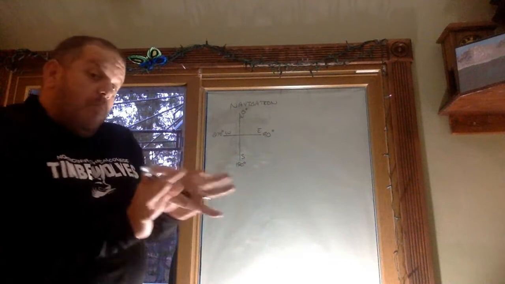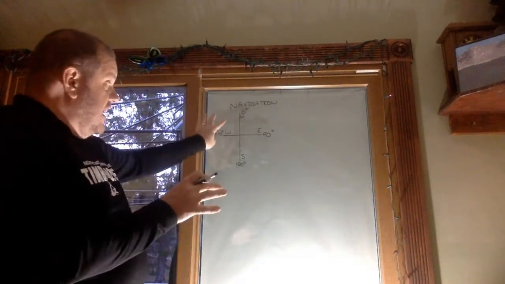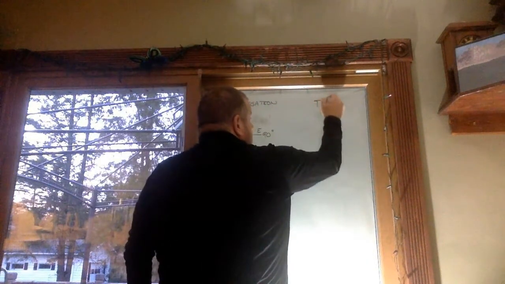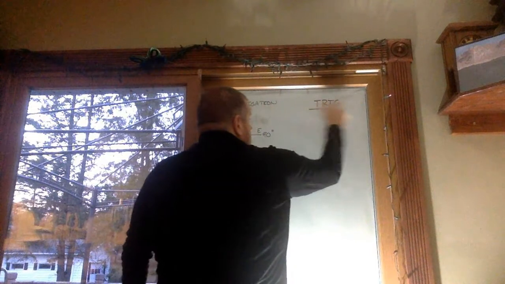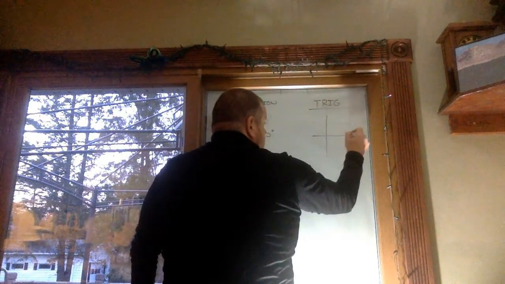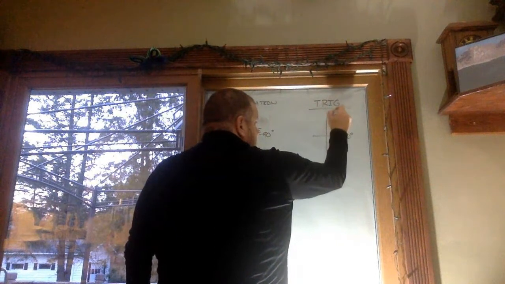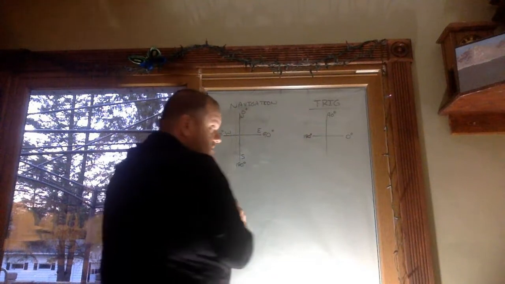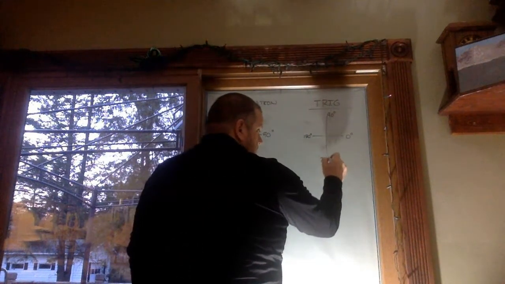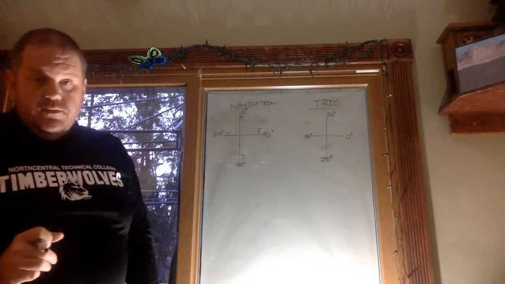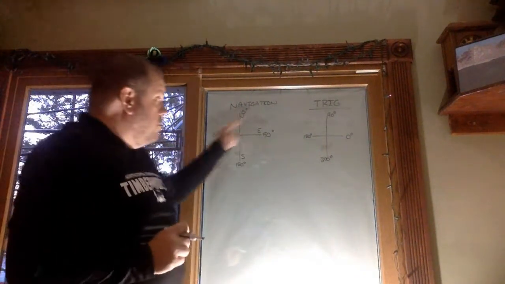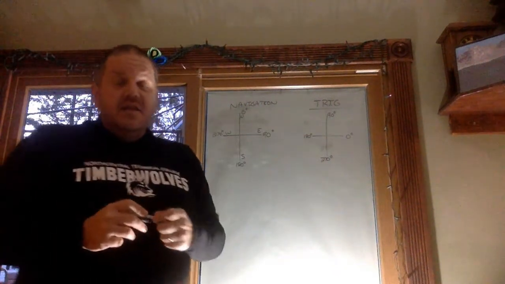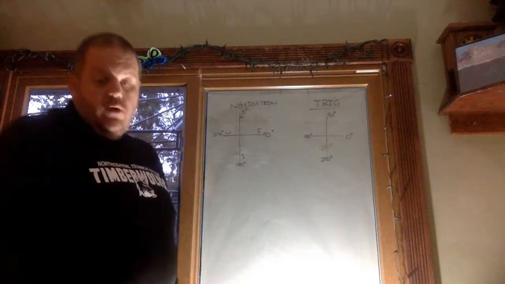Now, what we're going to be doing today is taking navigation and converting it back into trig. Now remember, with trig, 0 degrees is here, 90 is straight up, 180 is out to the left, and 270 is down. So we're going to be going back and forth between those two a lot in the navigation realm.